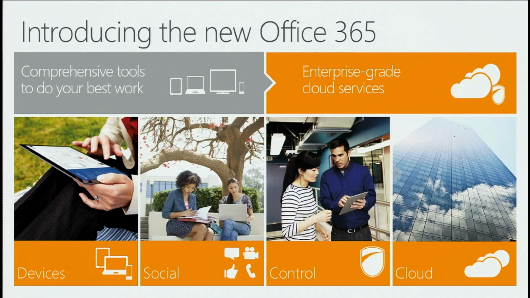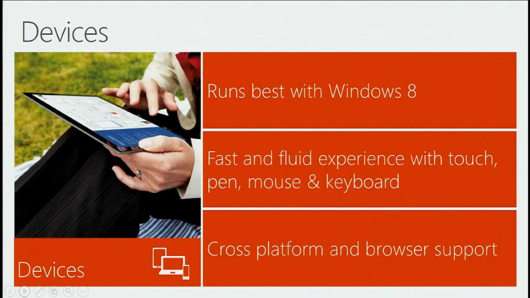So let's take a look at some of the capabilities from a device point of view. First and foremost, Office 2013 and Office 365 run best and first on Windows 8. It takes advantage of all the touch capability, which we'll show you, but it can also run on Windows 7. So we still give you that backward compatibility with Windows 7 today. It's fast, it's fluid, the user experience is just great, it's beautiful to work with.